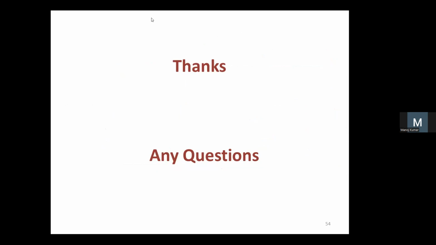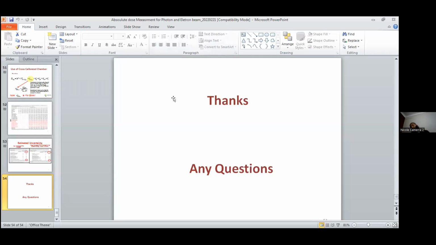The first question is, kindly explain the grams per centimeter square term used in TRS 398. What does that define? That's a very good question. You can use it as is; this is basically a more scientific way of saying it.